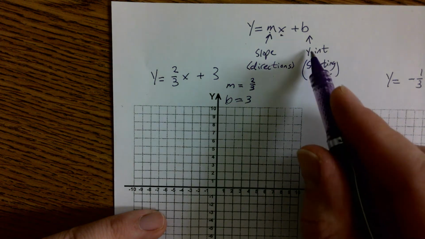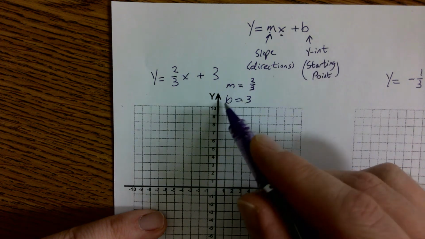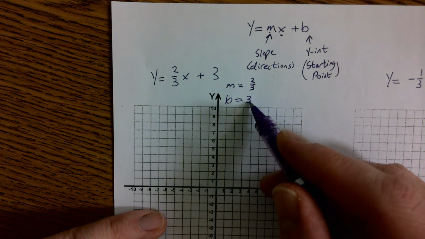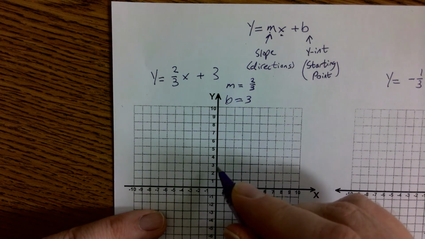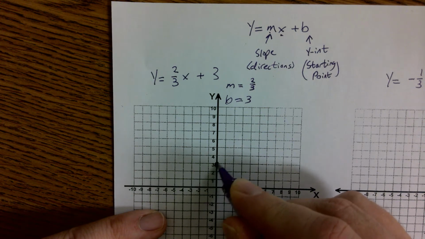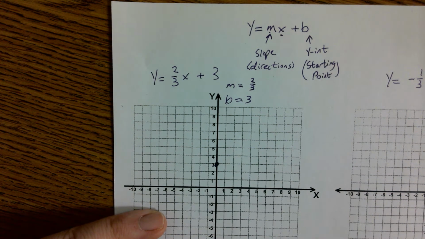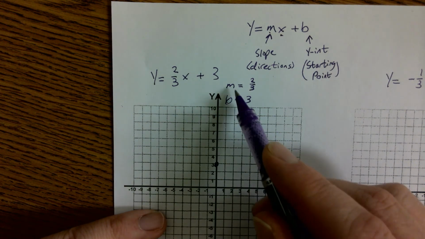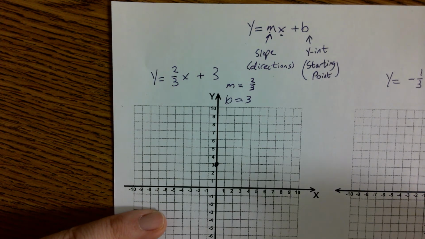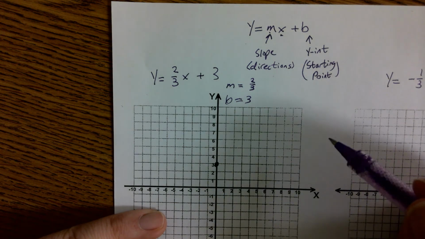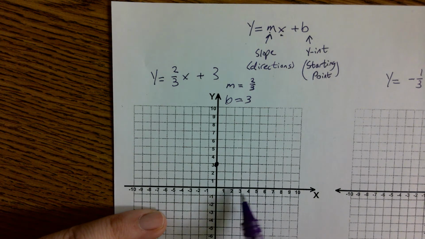I'm going to start at the y-intercept. On the y-axis, I want to put a dot at 3. So that's what I'll do right here. There's my dot at 3. Now I need to follow my slope, which is our directions. And notice that it is a positive number. Because it is positive, that means both the x direction and the y direction are going to be positive.